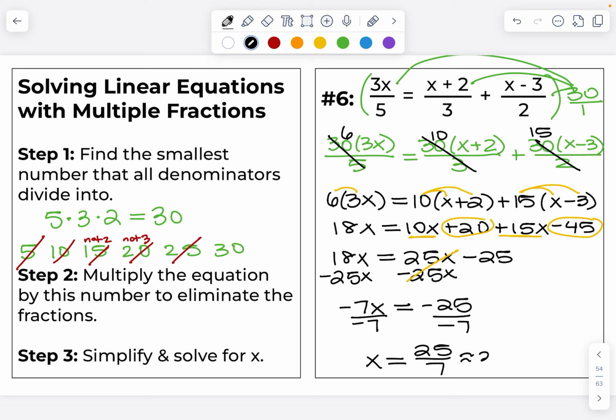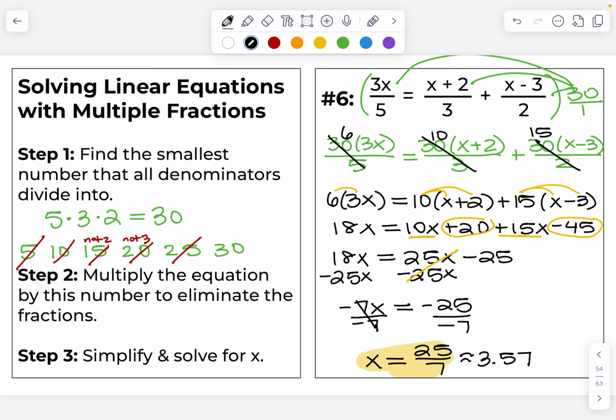It is approximately 3.57. Okay, and again, guys, I say approximately because I rounded there. Anytime you round, you've now approximated the value. So that's why fractions are better, because there's no rounding involved. It's an exact value. So I like the answer of 25 over 7 a lot better than I like a decimal value.